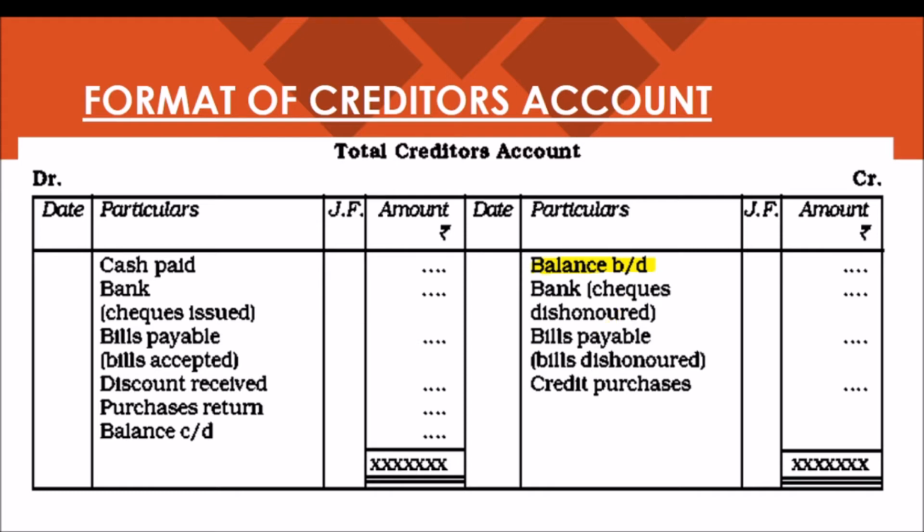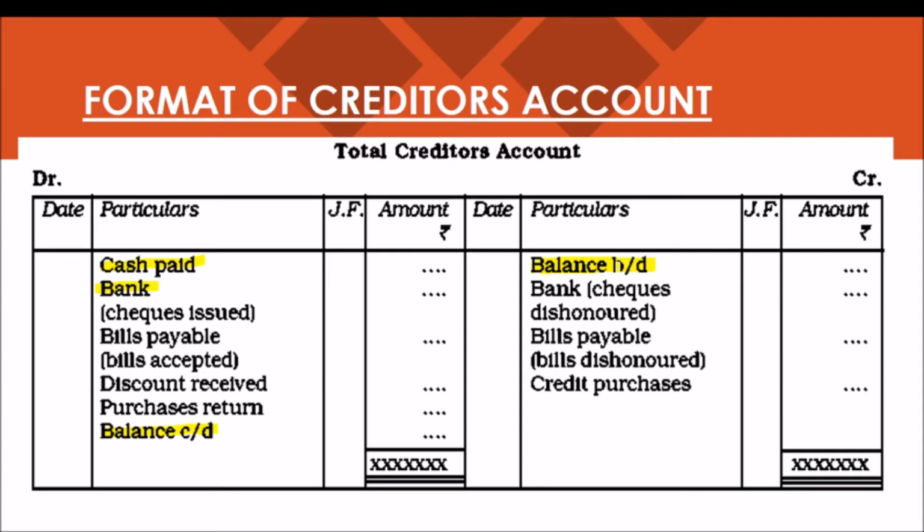Opening balance of creditors and the closing balance of creditors. Then we will write the amounts cash paid to creditors. We will debit cash or bank. If it is check issued, we will write it as bank. When the firm pays cash, we will write to cash. And if the firm issues a check instead of cash, then we have to write to bank.